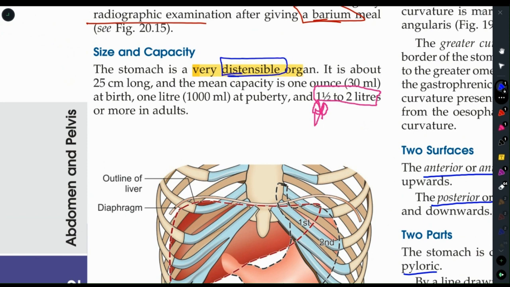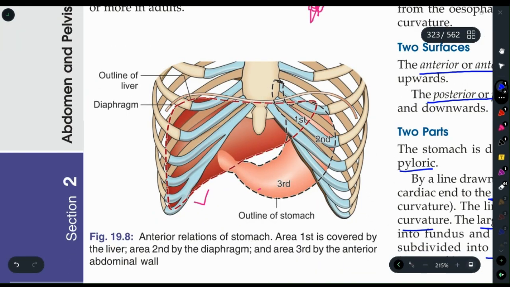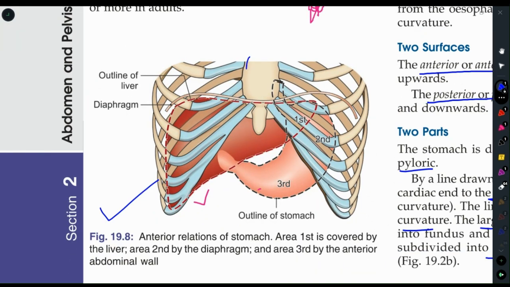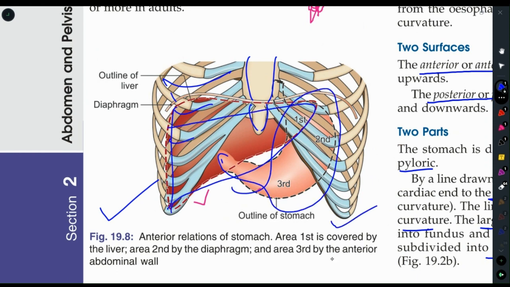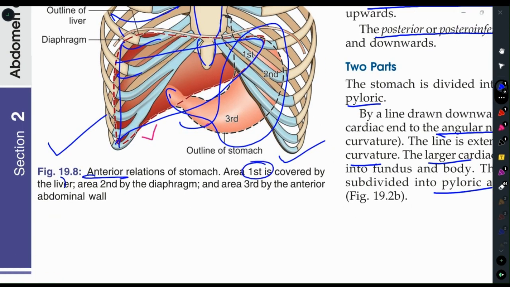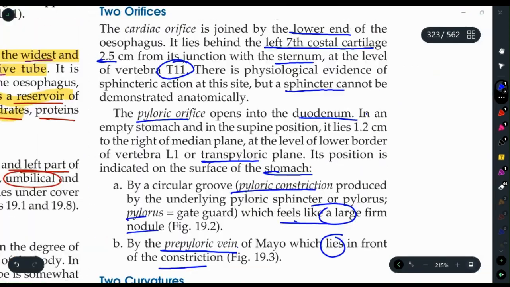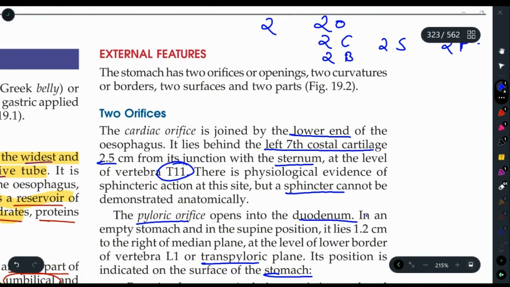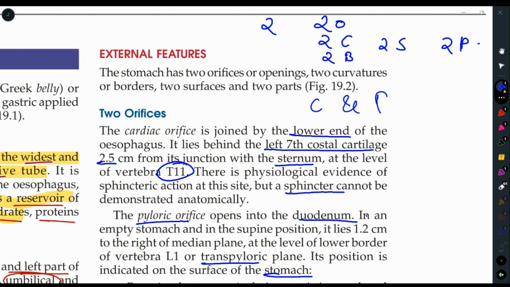The stomach is a very distensible organ that we need to write. Then we need to draw this diagram which will have the ribs, then the diaphragm, this is the liver, then we have the stomach, then we have these ribs. Anterior relations of the stomach: the first part is covered by the liver and the second part is covered by the diaphragm. The diaphragm is not seen here, but the third anterior part is by the abdominal wall.